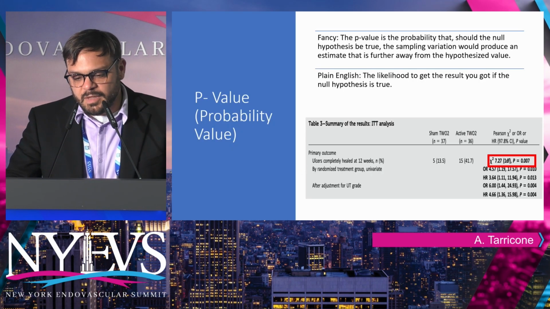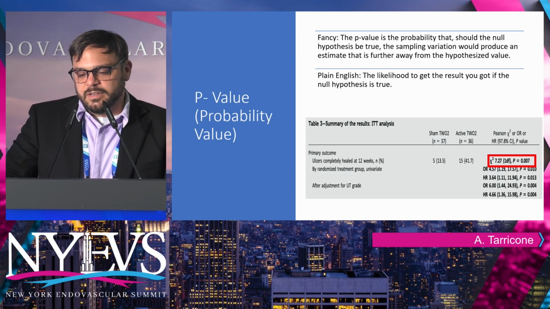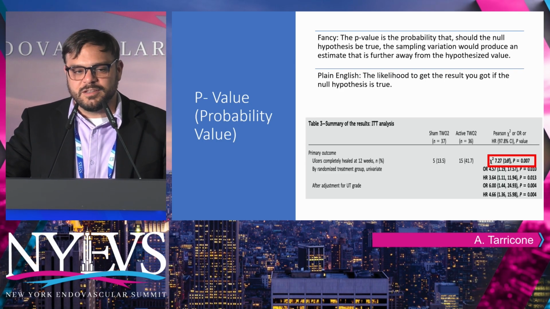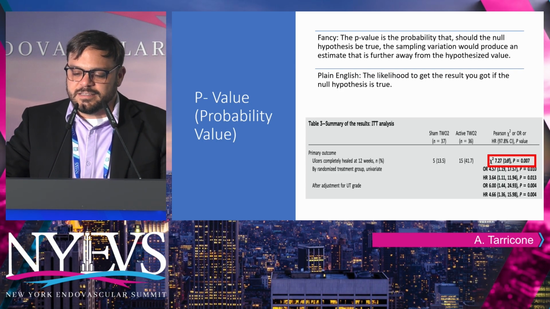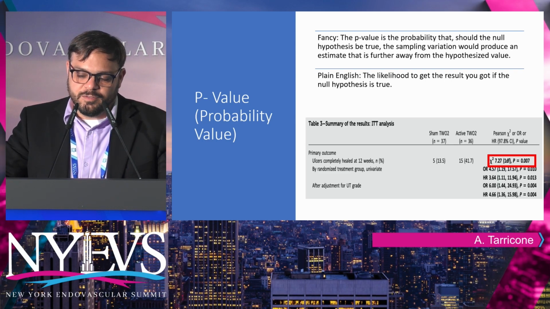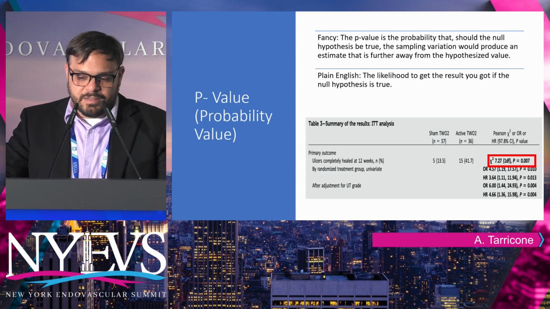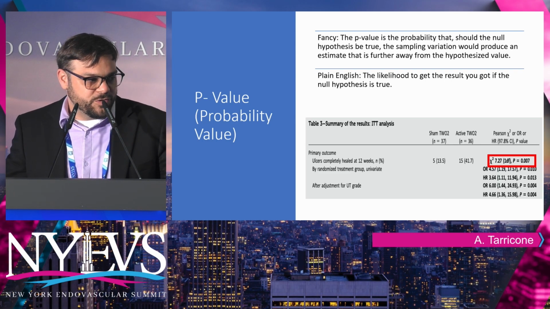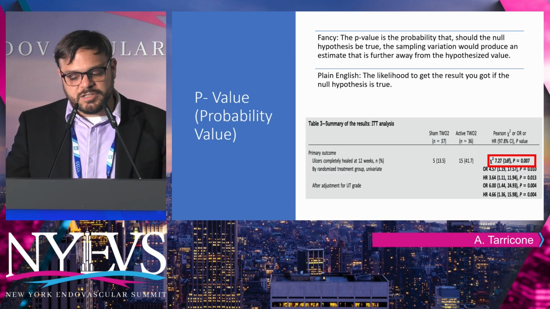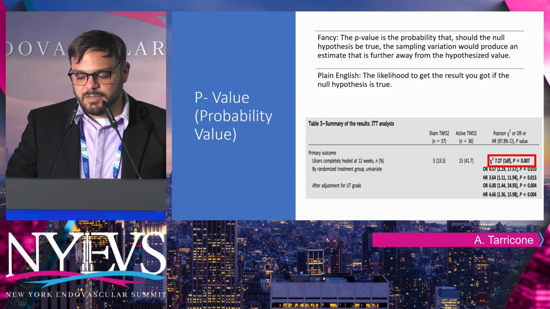So how do you interpret your p-value? There are a lot of different ways to interpret it, but essentially it's the likelihood of getting the result that you're getting if the null hypothesis is true. So it's a probability. So let's just take, for example, a very simple idea.